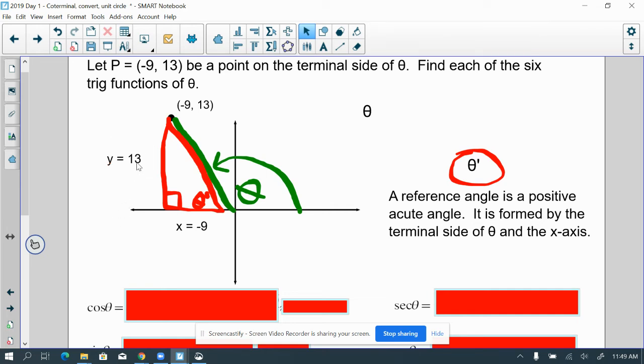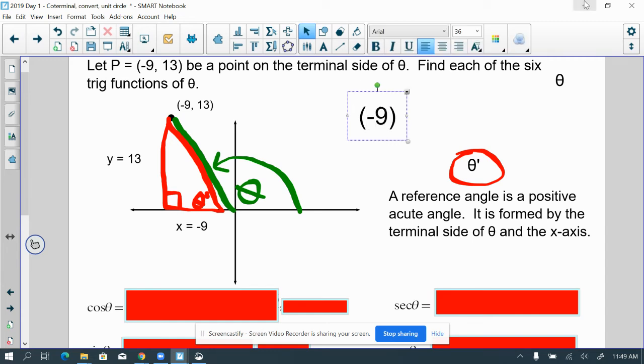But we have a huge advantage that it's a right triangle. I can find the hypotenuse of this right triangle by, what's it called? By the Pythagorean theorem. So I can do (-9) squared plus 13 squared equals the hypotenuse squared. Why don't you please do that while I'm doing it?